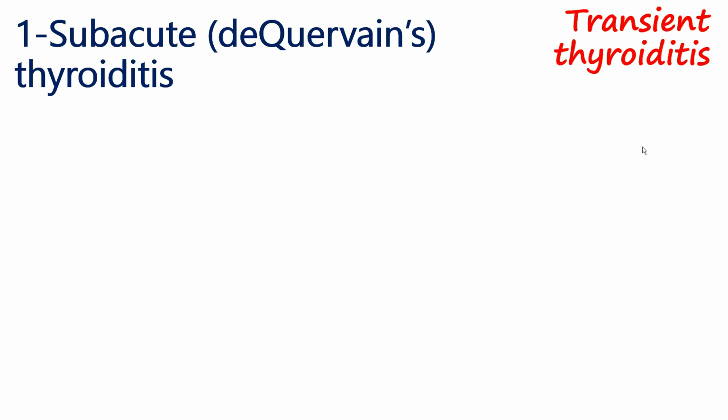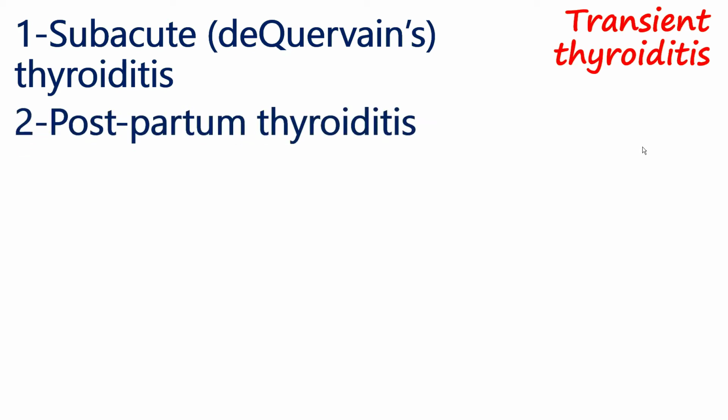At this time, we need to give replacement therapy with thyroid hormones, but not for life, because the recovery happens after 3 to 6 months and the patient goes back to normal thyroid function. The other cause is postpartum thyroiditis, which is also a transient cause. It is important to recognize these two causes since the treatment here is transient and not for life.